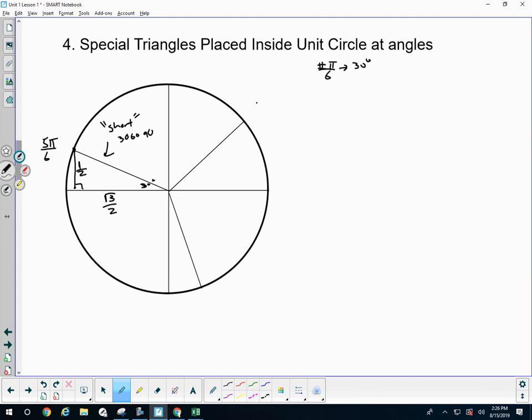Let's say this is pi over 4. I remember that a number pi over 4 creates a 45-degree angle with the x-axis. If I drop down a line, I create one of the special 45, 45, 90 triangles. I'm not even going to worry about the other angle. This has side lengths of root 2 over 2 and root 2 over 2.